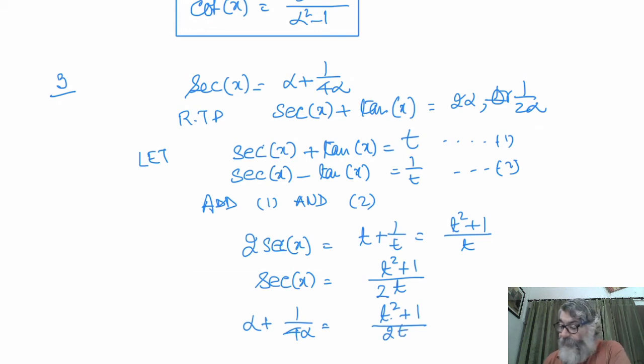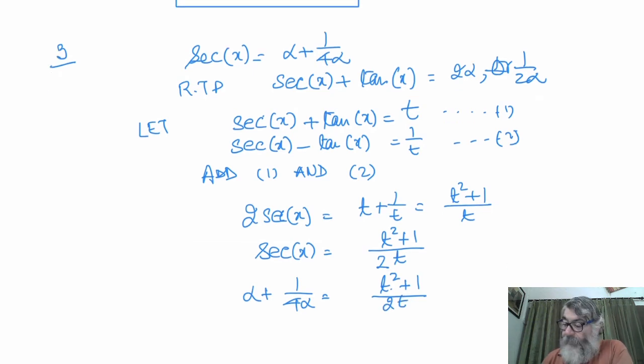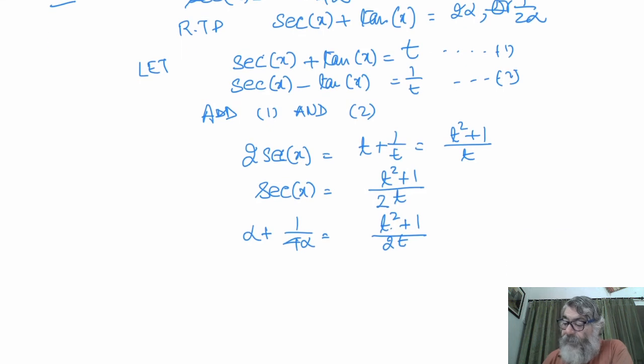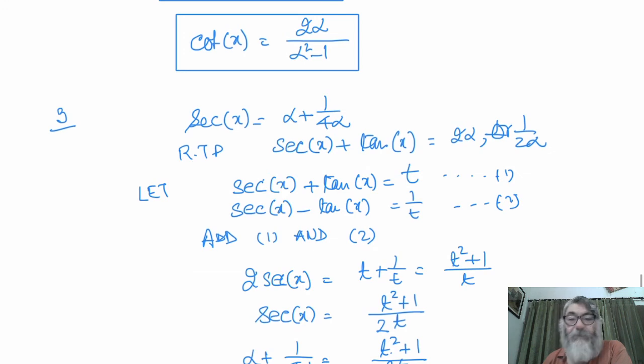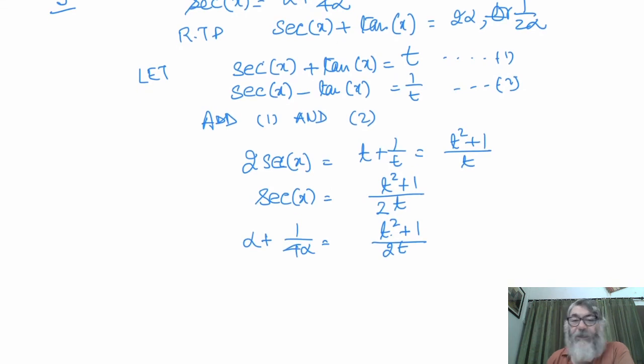Is that clear? Are you getting my point? Because in the beginning the question was given as sec x equal to alpha plus 1 upon 4 alpha. So I have substituted the value of sec x by calculating it using sec x plus 10x and sec x minus 10x in terms of t, and we'll see what happens with t. We'll get a quadratic equation in terms of t.